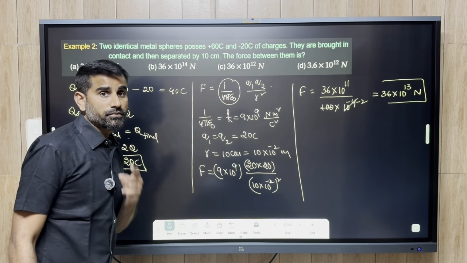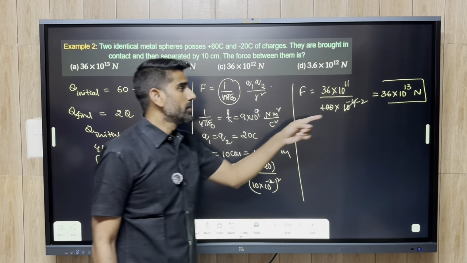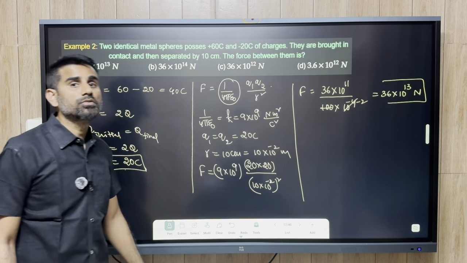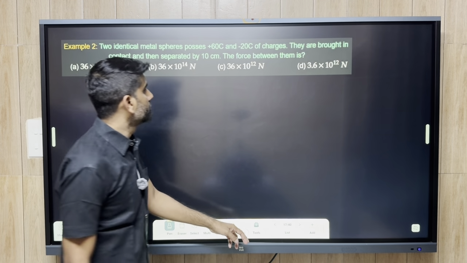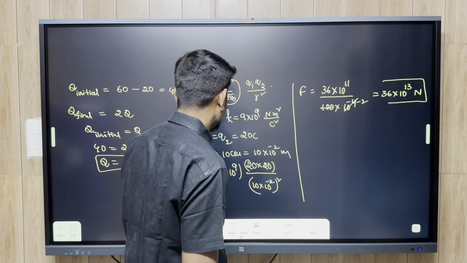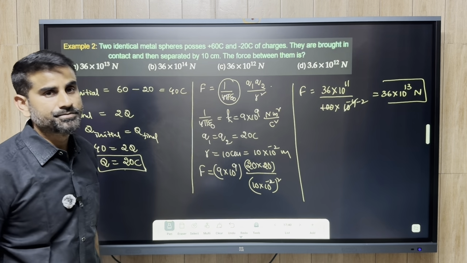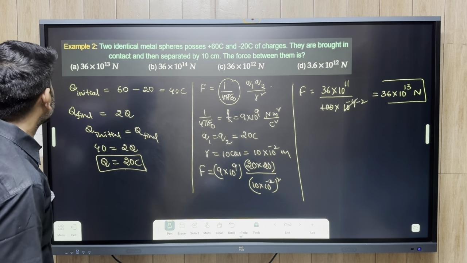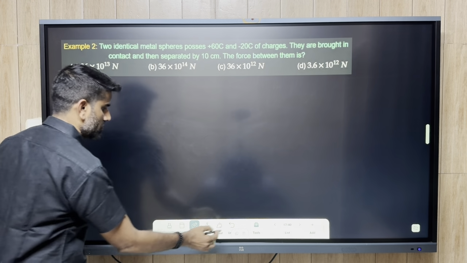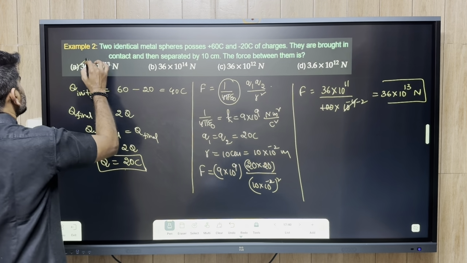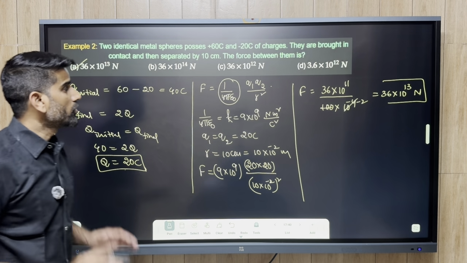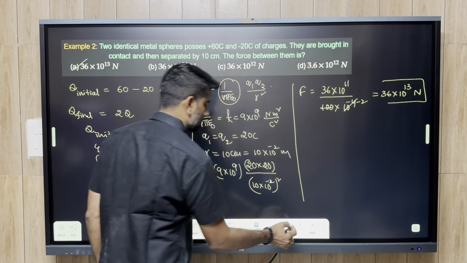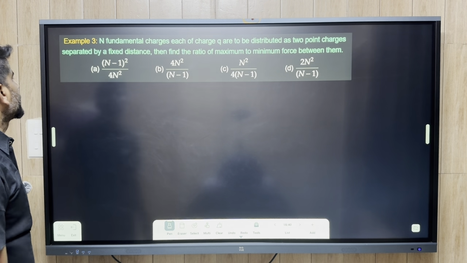I have already told you 1 coulomb is a very large value, so we are getting this amount of force by using just 20 coulombs of charge. So this is the answer. Now let's find in which option this value is provided. 36 times 10 to the 13. Option A is the answer. I hope the solution is clear to you. Let's move on to the next problem.